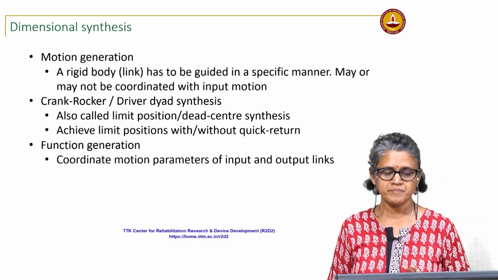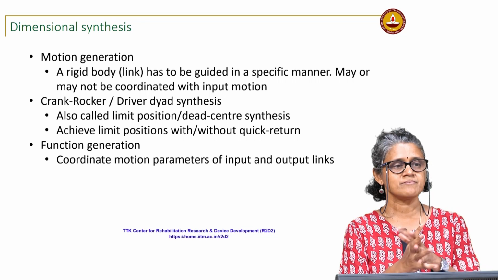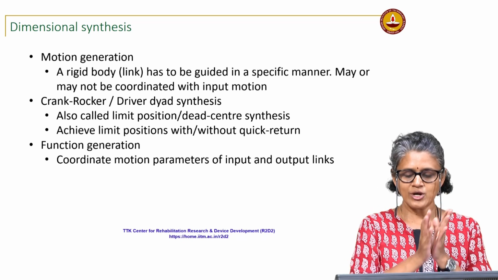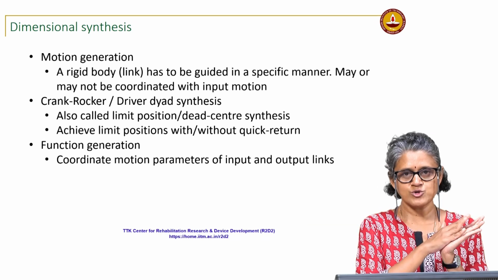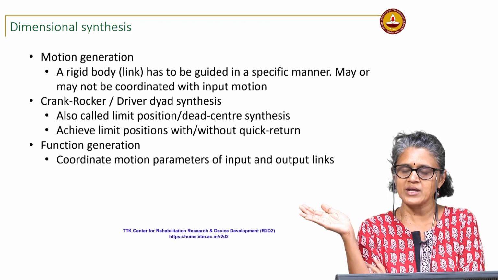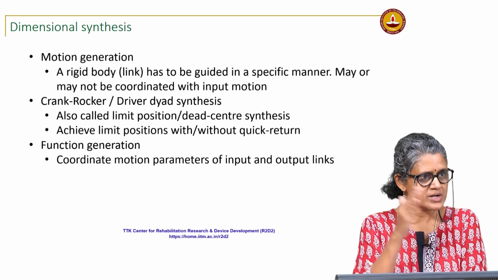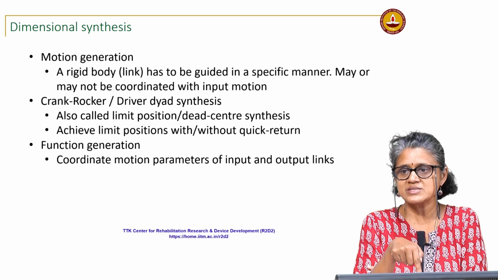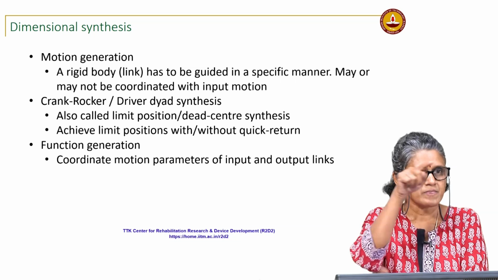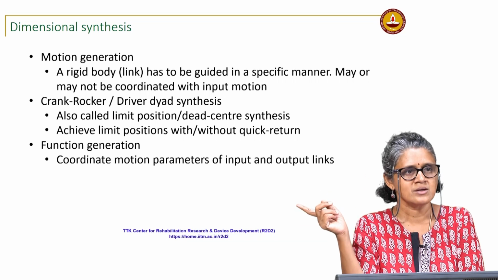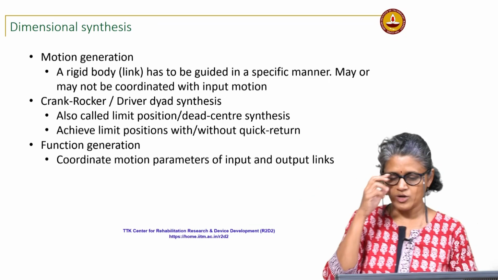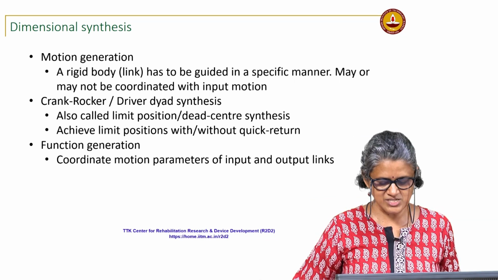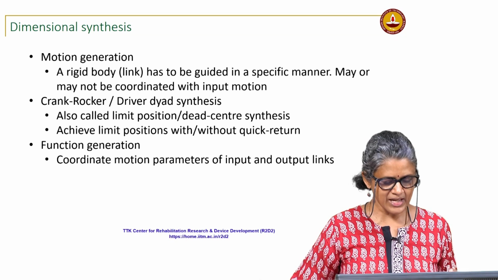The third type of synthesis we will look at is the function generation problems, where you are coordinating the motion parameters of the input and output link. It may be the angular displacement of the input link with that of the output link. Essentially the previous one is also an example of function generation, your crank rocker. You are coordinating the motion of the crank to the angle of the rocker or the displacement of the stroke of the slider crank. So, those are also function generation problems, but a special type of function generation problem.